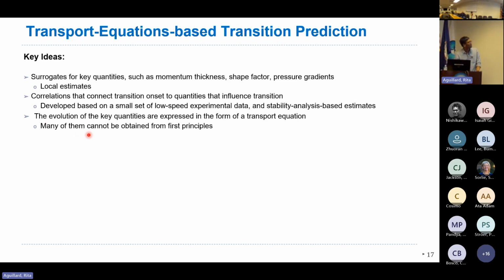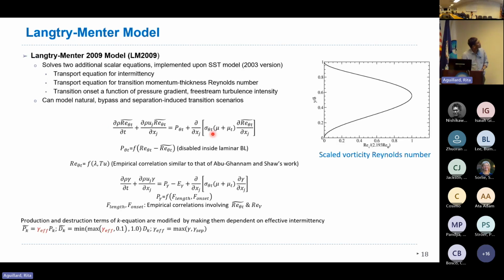And what they end up doing is they cast what is important for transition prediction, some of these parameters, in terms of PDEs, and through that identify the same intermittency factor, which is going to say how much, when I'm going to turn on the turbulence production in the turbulence terms equations. It's still the same gamma, but each method goes about it in a slightly different way. The most popular model is the Langtry-Menter model. So the original model was proposed in 2009.